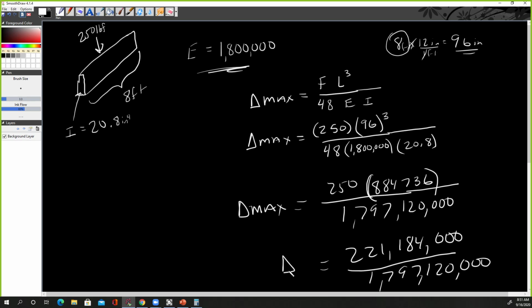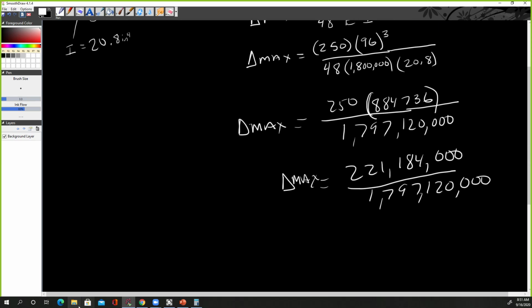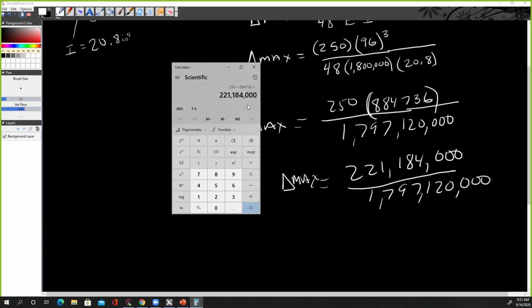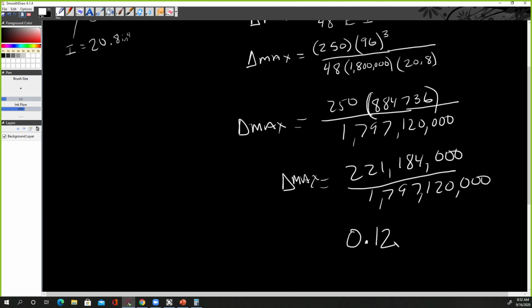Alright. Now, let's finish it off. Let's divide the two. Luckily, I have this top number already in there, so I'm going to push divided by this bottom number. Let's type it in. 1,797,120,000. Let's push equal. Yes, we got the right answer. 0.123. And this is inches, of course. That's what our delta max is equal to.